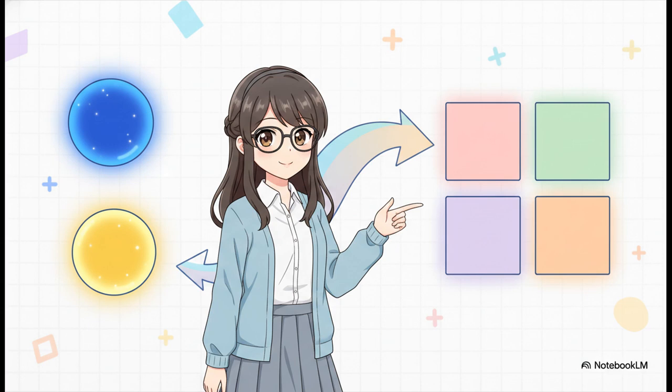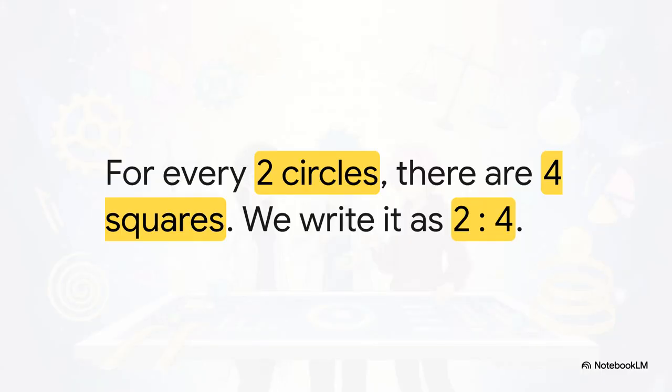Now listen, the order here is incredibly important. We said circles first and then squares. You gotta keep them in that order. We write it just like this. 2, those 2 little dots in the middle called a colon, and then 4. This tells us that for every 2 circles, there are 4 squares. Simple, right? The order, 2 to 4, matches exactly what we said, circles to squares.